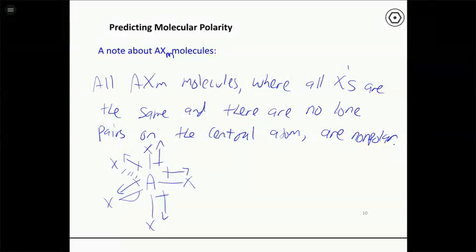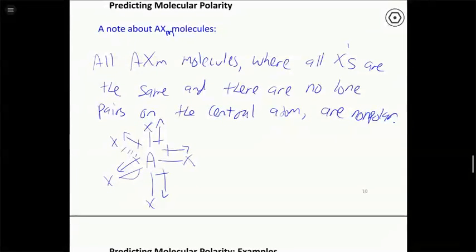And the same story applies for AX6, octahedral. So for all of these simple geometries where you have the same outer atom and no lone pairs, it's going to be nonpolar, and you don't even have to really think about it any deeper than that for this course. But that's one pattern we're going to want to be able to recognize.